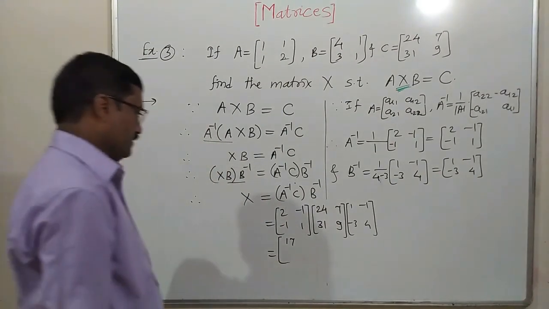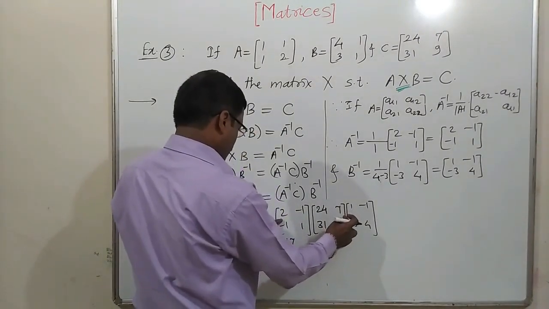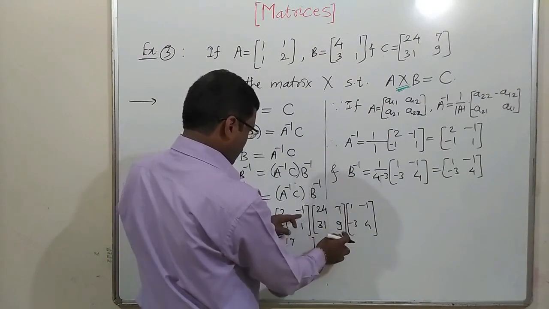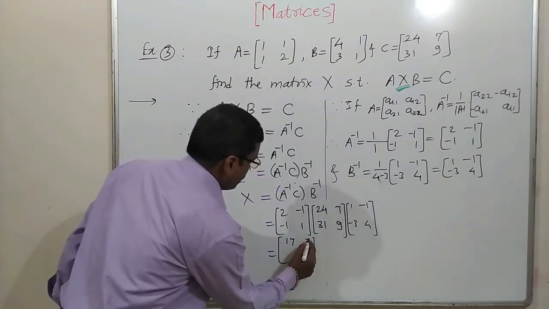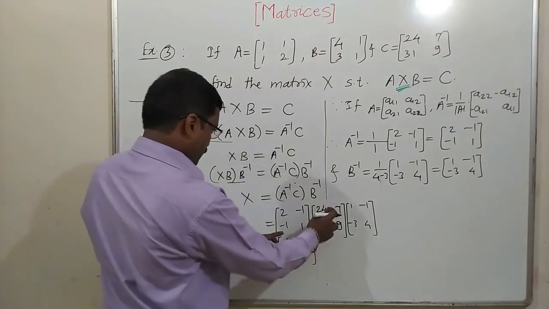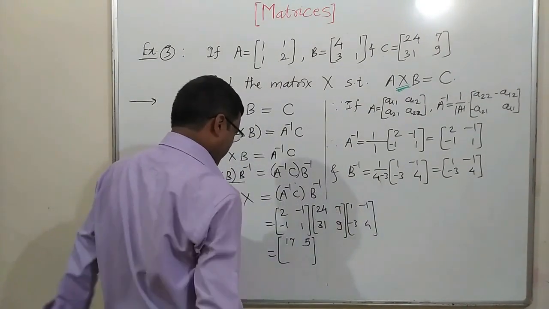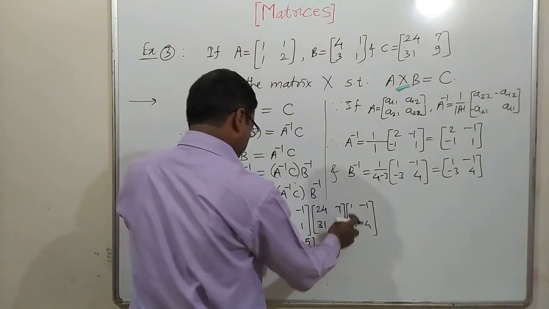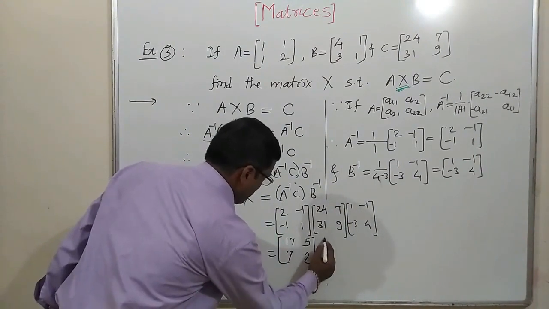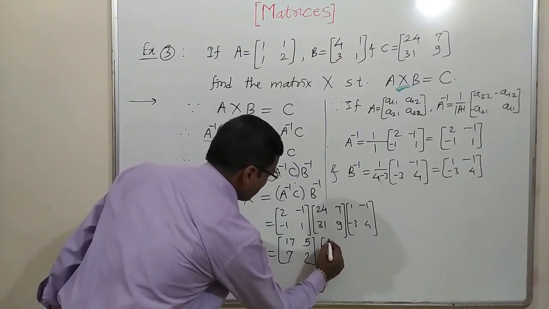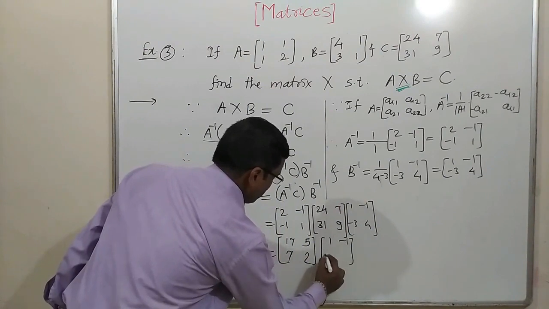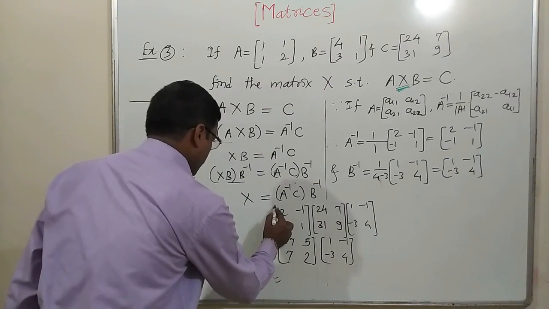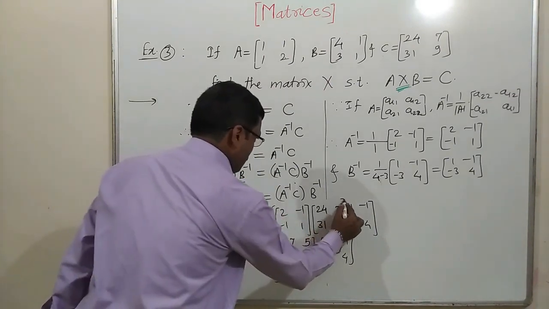Okay, second element, that is first row, second column: 14 minus 9, it will be 5. Then minus 24 plus 31, that is again 7. Last one will be minus 7 plus 9, that is 2. So this matrix into this B inverse, that is 1 minus 1 minus 3 4. We can make a bracket here for this multiplication.